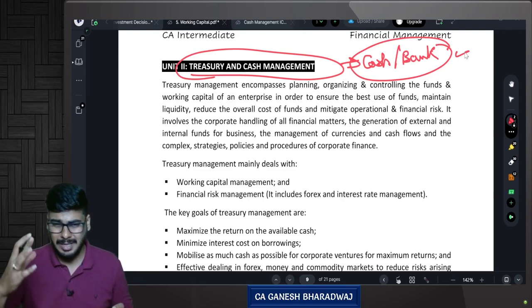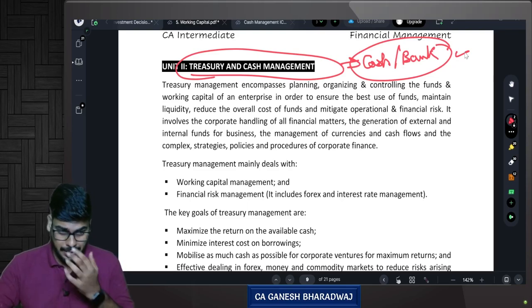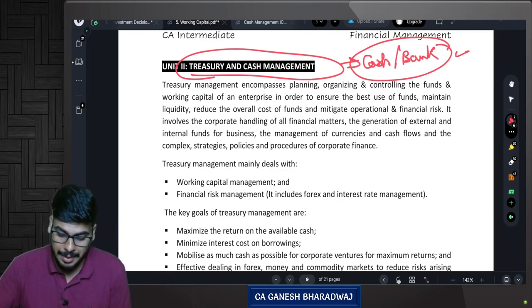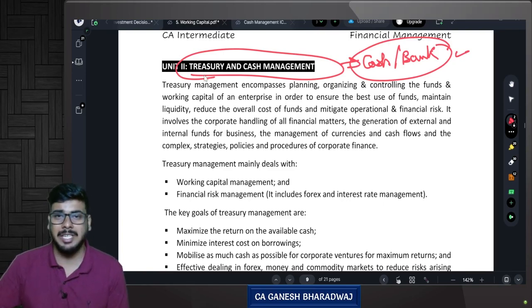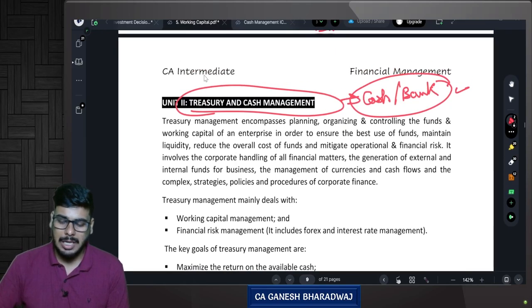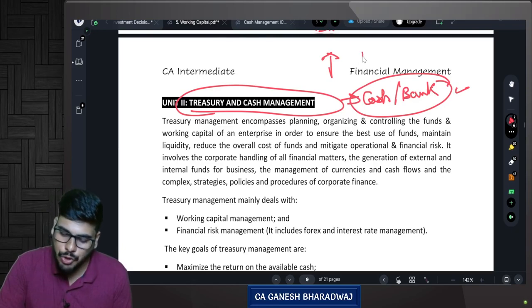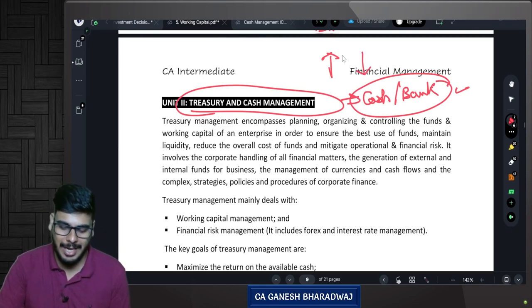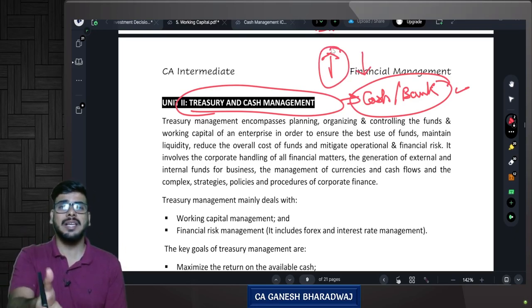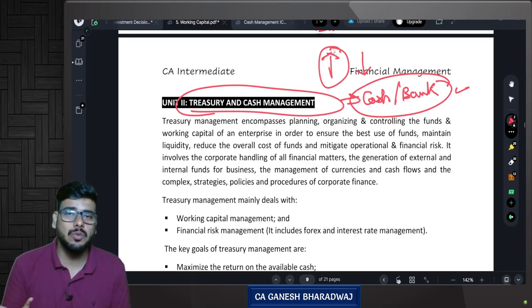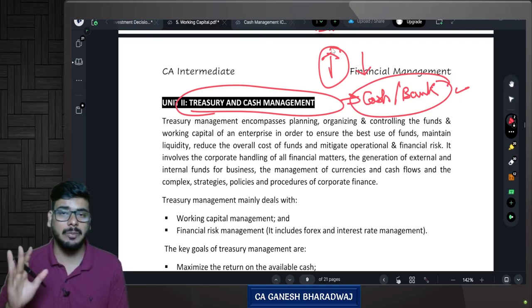So basically, they've given a lot of theoretical part in this, but of course, we'll be doing a comprehensive numerical problem in this particular area as well. With respect to cash management, remember that you should not have too much cash balance. You should not also have too little cash balance. Why? Too much idle cash is a waste, correct? Funds kept idle come with a cost. It does not come free of cost, correct?